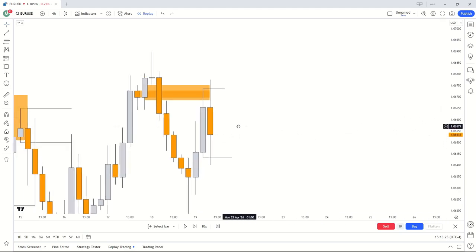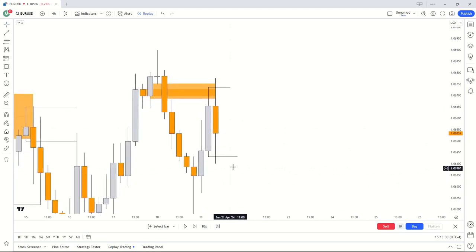Now, remember when I spoke about how we have 3 types of accumulation, manipulation, and distribution? We have one where it all happens on 1 candle, we have it where it happens on 2 candles, and we have it when it happens on 3 candles. This is an instance where it happens on 2 candles.